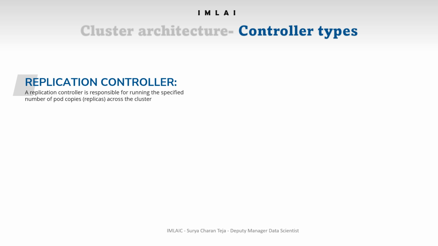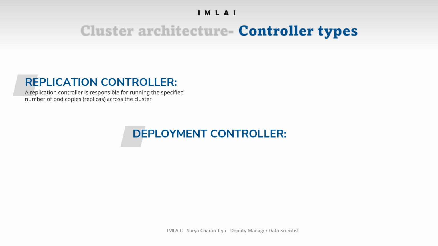Then we have one more controller, that is a deployment controller. A deployment defines a desired state for logical group of pods and replica sets. It creates new resources or replaces the existing resources if necessary. A deployment can be updated, rolled out, and rolled back.